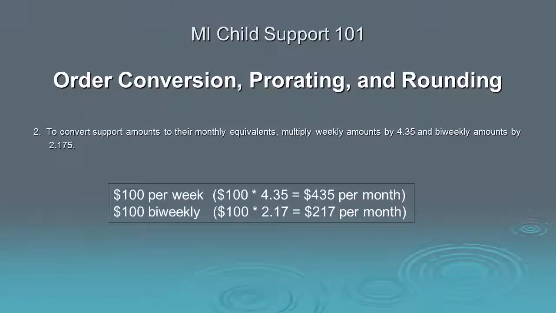Order conversion, prorating, and rounding. This slide gives the multiplier when converting a weekly and bi-weekly amount to a monthly amount.